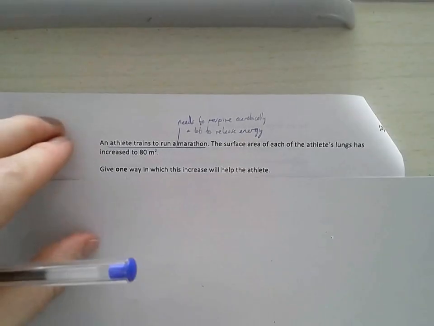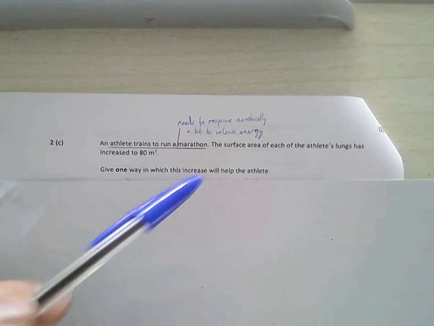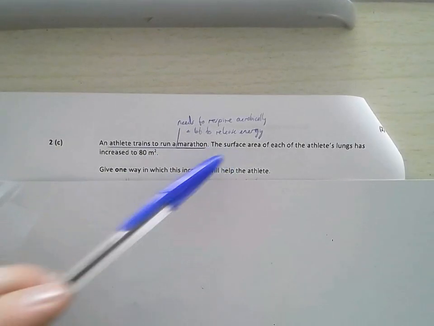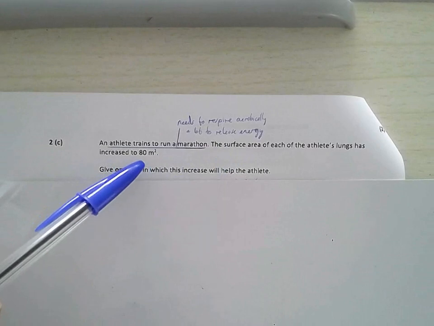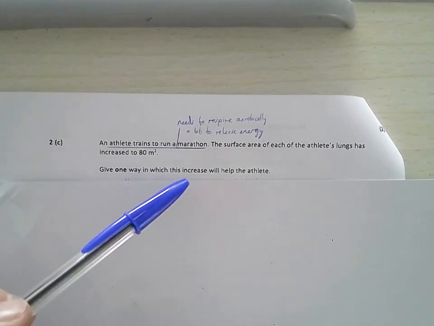Okay, final part of this question. So we're given a specific example about an athlete. So an athlete who trains to run a marathon, and the surface area of each of the athlete's lungs has increased to 80 meters squared, so more than before. So give one way in which this increase will help the athlete.